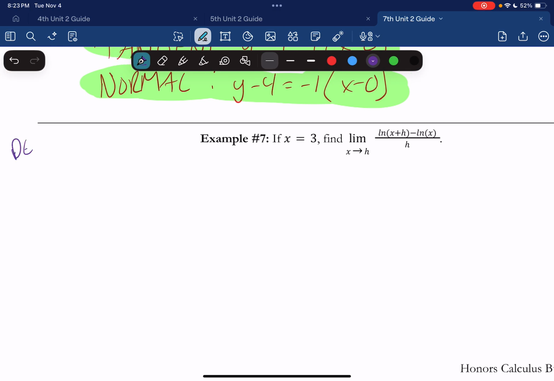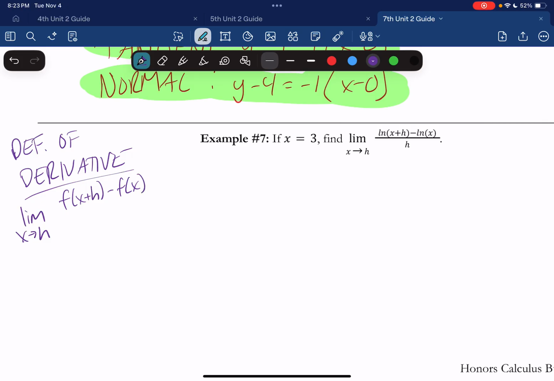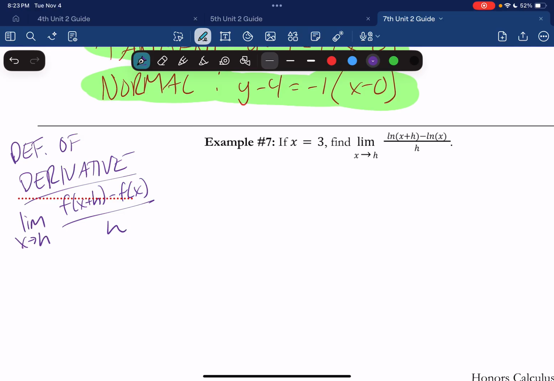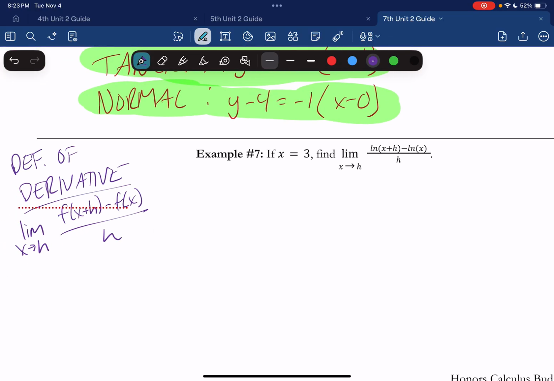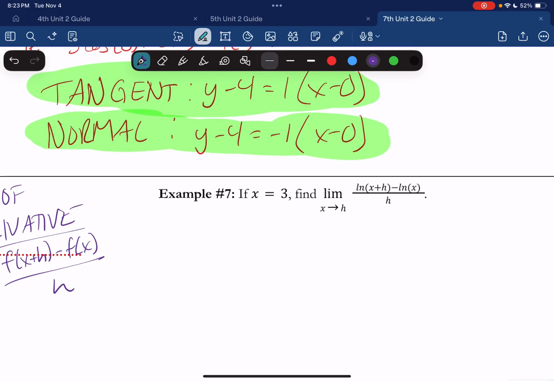So a little reminder, the definition of the derivative that we talked about way at the beginning of the unit. Remember, the limit definition is the limit as x approaches h of f of x plus h minus f of x divided by h. So what I can do is look right at my problem, and if I compare it to the definition that I have, I see that I have f of x plus h minus f of x over h.